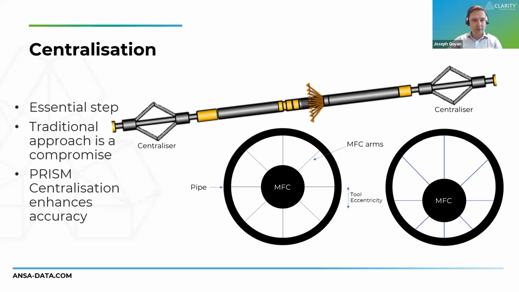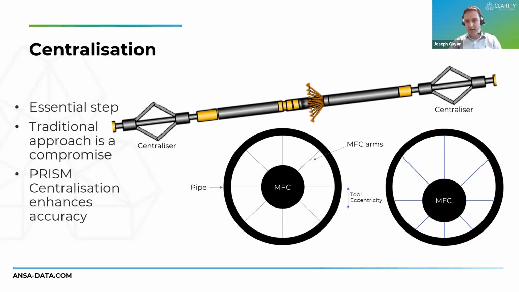So centralization. This is quite a big topic, and like I said at the beginning, this is going to be an introduction to it. For the moment, just understand that the tool string you're acquiring your data with will be lowered into the well, and your well will probably have some deviation to it. Through the natural effect of deviation and gravity, your tool string will sag towards one side of the tubing. On the right-hand side there, you can see the tool string closer to one side of the pipe wall. That's completely natural and expected to happen.